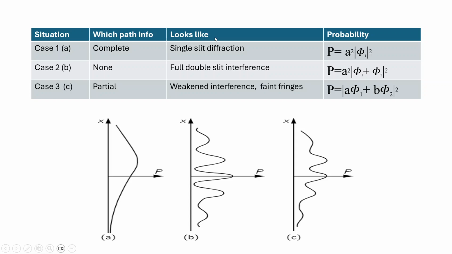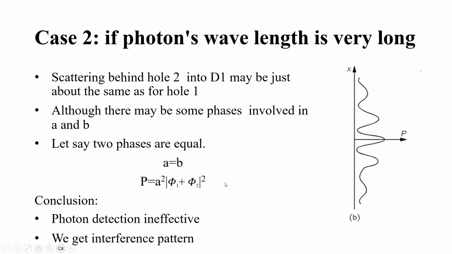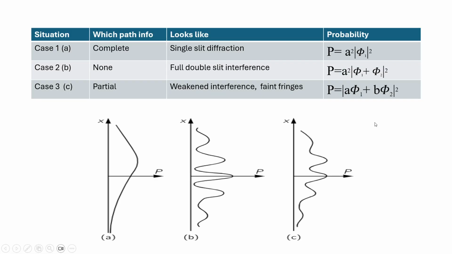Now, what does it look like? The single slit diffraction. Here you can see, and the probability can be given by P equals A square phi 1 square. Now case 2B, path information here is none. We don't know about the path information. What does it look like? It looks like full double slit interference, as you can see here and here also, which means the probability formula is P equals A square, absolute square of phi 1 plus phi 2.